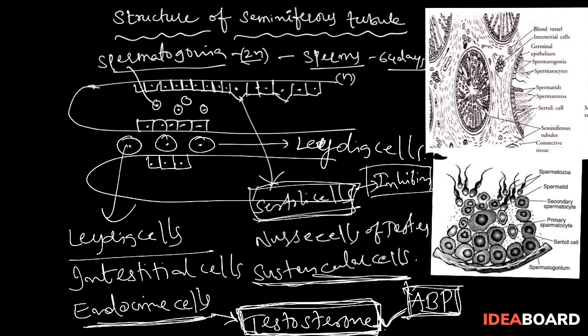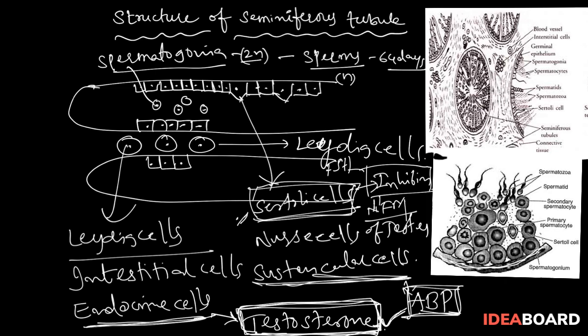This inhibin shows a negative feedback mechanism, and due to the negative feedback mechanism, it will influence the anterior pituitary and stop the secretion of the follicle stimulating hormone.